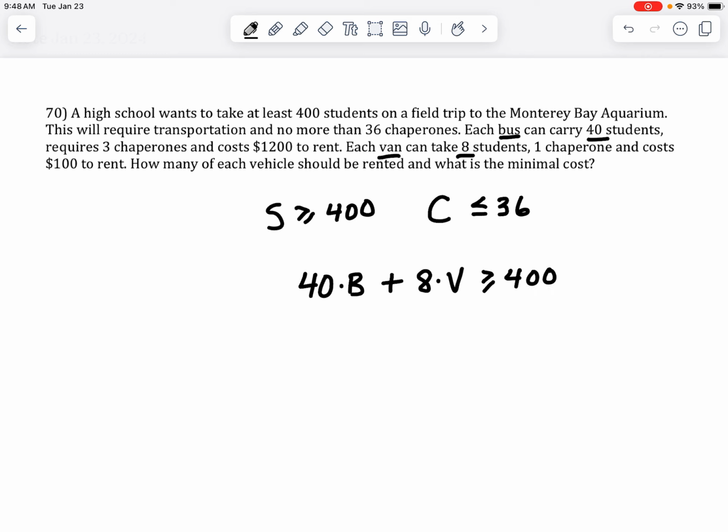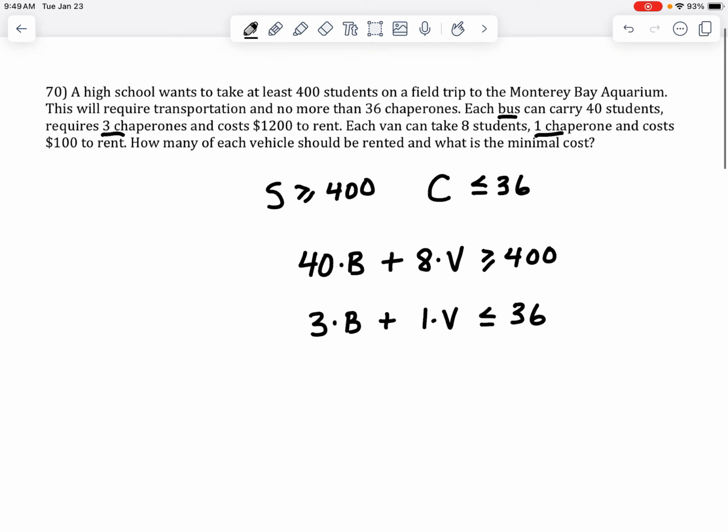Okay, now I need to go back and look at the buses and vans again, and this time look at the chaperones. All right, so for each bus, it requires 3 chaperones. So 3 chaperones on each bus. And for the van, it just takes 1 chaperone, so 1 on each van. And then in total, that has to stay less than or equal to 36.